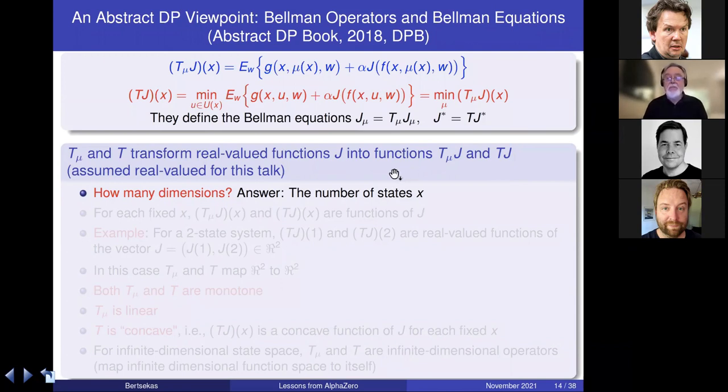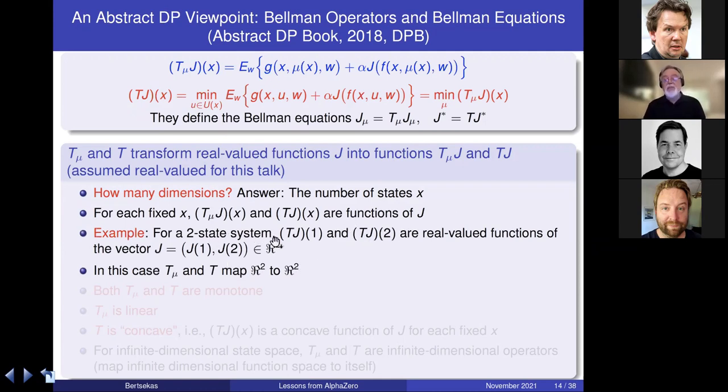Now, these are pretty big operators. How many dimensions do they have? Well, for every X, there's a scalar equation. So the dimension is the number of states. It could be astronomical or it could be infinite. On the other hand, for every X, these are real valued functions of J. As an example, suppose you have a two-state system, then J is a two-dimensional vector, J1, J2. This is a real number, this is a real number. This is a vector in R2. And T sub J has two components. It's also a vector in R2, the components TJ of 1 and TJ of 2. So even for a two-state system, we have an operator that maps two-dimensional space to two-dimensional space, so you need a four-dimensional graph to represent it. That poses a little bit of a problem.